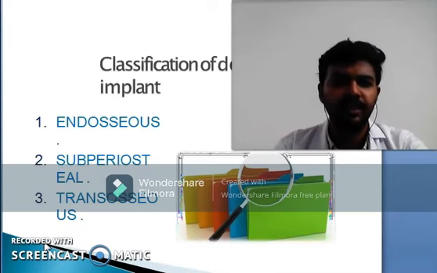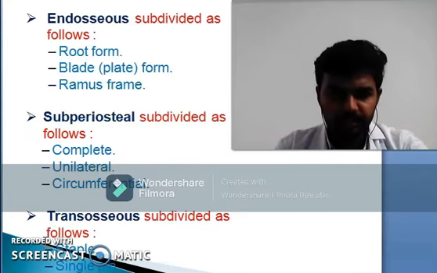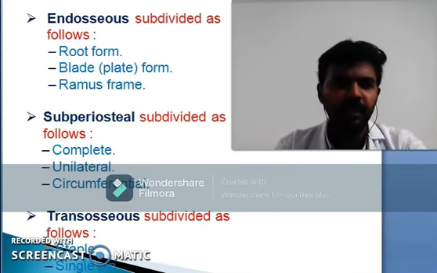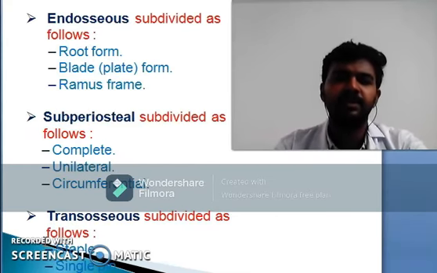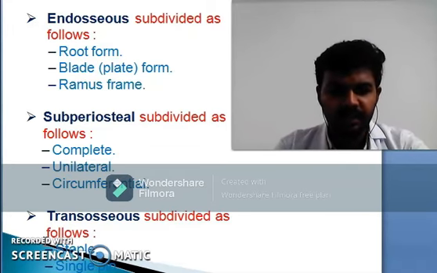Classification of dental implants: endosseous, subperiosteal, transosseous. Endosseous is divided into root form, blade form, ramus form. Subperiosteal is subdivided into complete, unilateral, circumferential. Transosseous is subdivided as staple, single pin.